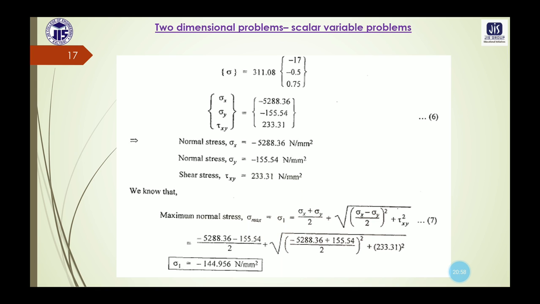So a lot of matrix multiplication we have done in this numerical, and some formulas regarding the stress, then the strain displacement matrix, all these things we have to remember. From equation number 6 we can say that the value of the normal stress sigma x is minus 5288.36 Newton per millimeter square. Then the value of normal stress sigma y is minus 155.54 Newton per millimeter square. And the value of shear stress tau xy is 233.31 Newton per millimeter square.